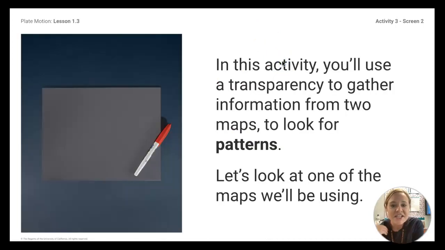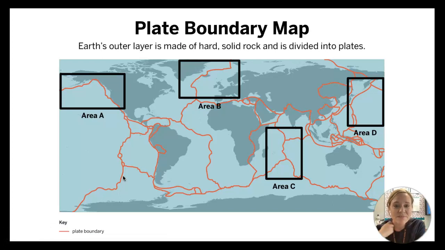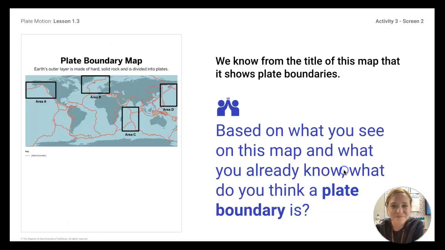So you're going to use a transparency, so that's a clear piece of paper, in order to draw some patterns and make some patterns. So you're going to gather that information by drawing on this transparency, not on the paper, just on the clear transparency paper. And you're going to place it over something that looks like this, that points out all of the plate boundaries on the map. So these red lines are the plate boundaries, and the areas we're looking at are in these little boxes here. So I have area A, B, C, and D.